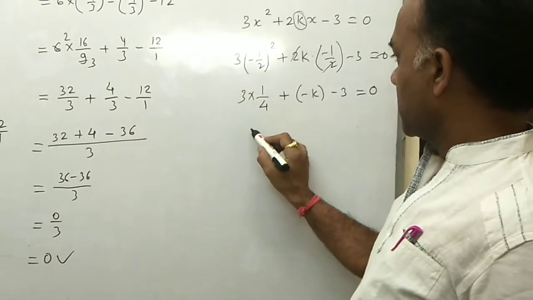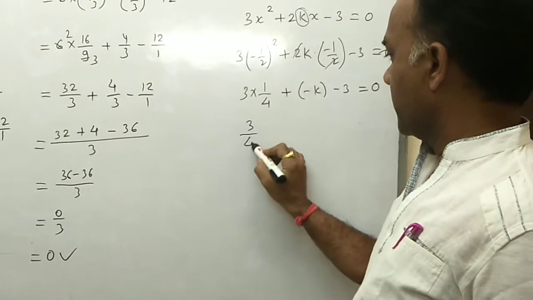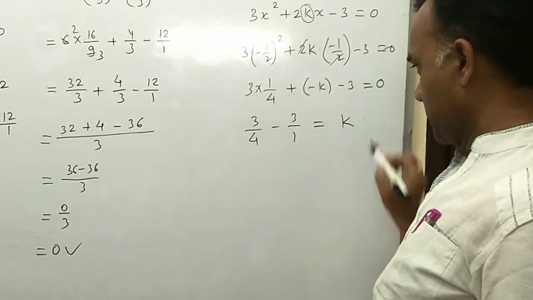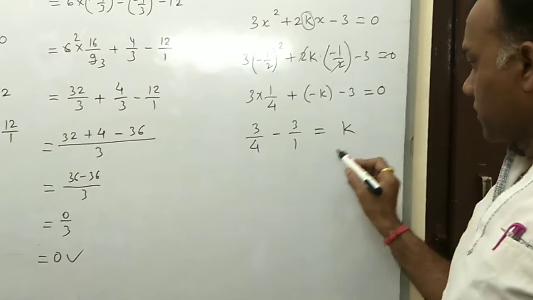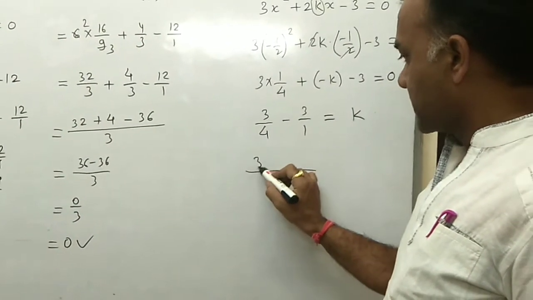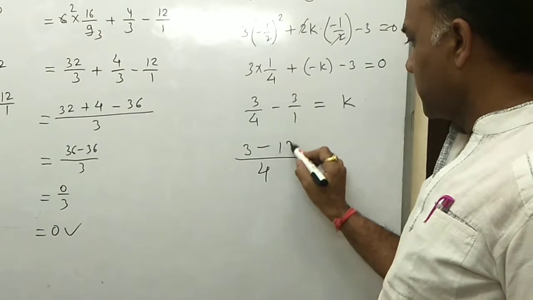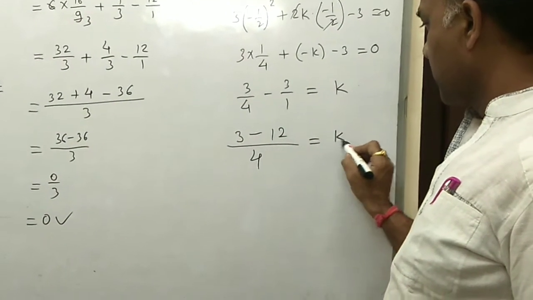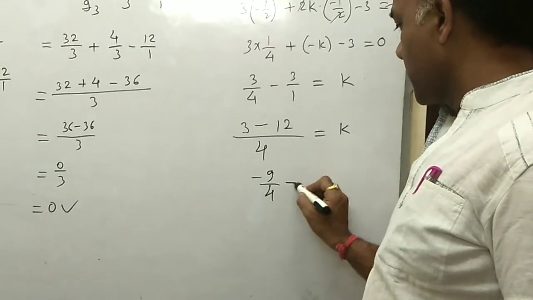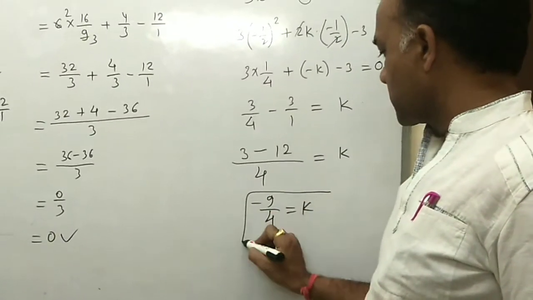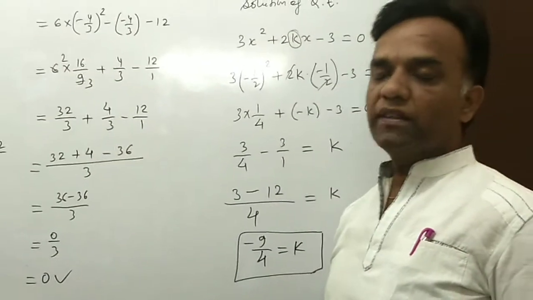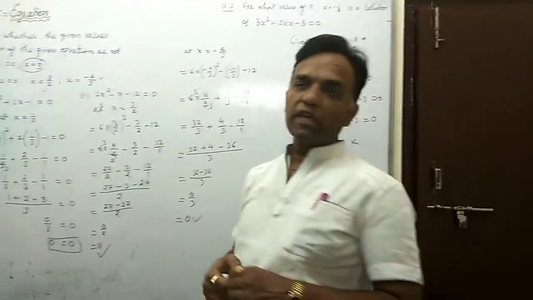Okay, so minus 3 by 4 you have here, minus 3 by 1 and then minus k, so you set k on the right hand side. Now you take the LCM 4, so 3 as it is, 4 3s are 12, you put 12 here and then k. So 12 minus 3 is minus 9 by 4 equal to k. This is the value of the unknown term. If one solution is given, then you find the one unknown term from the given equation.